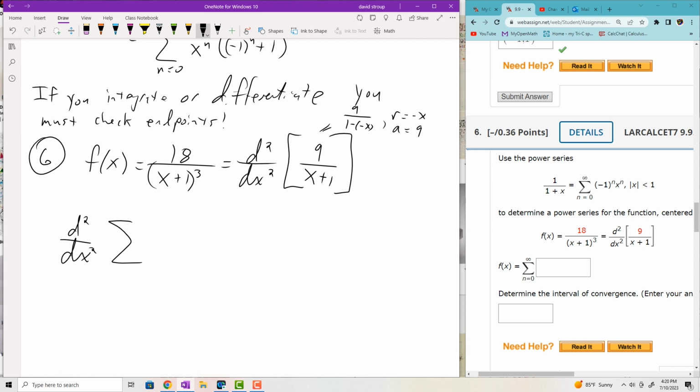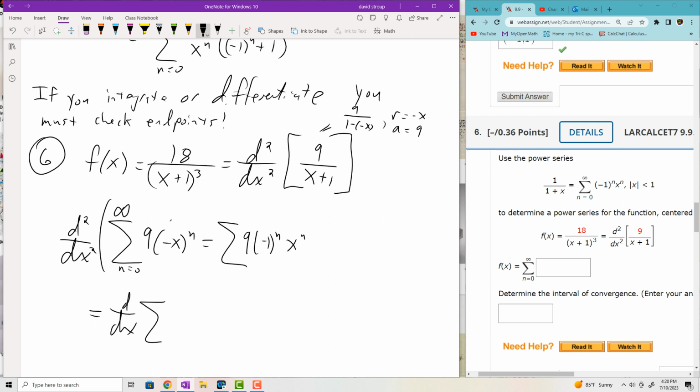So what do we got? 9 times (negative x) to the n from n equals 0 to infinity. And this is the stuff where now I start getting kind of careful about the terms of the series, because I could just go ahead and differentiate once by differentiating the terms of the series, right? The only thing is it's differentiated with respect to x. So I want to be even more careful by rewriting this as 9 times (negative 1) to the n times x to the n. Otherwise, I have to do a chain rule.